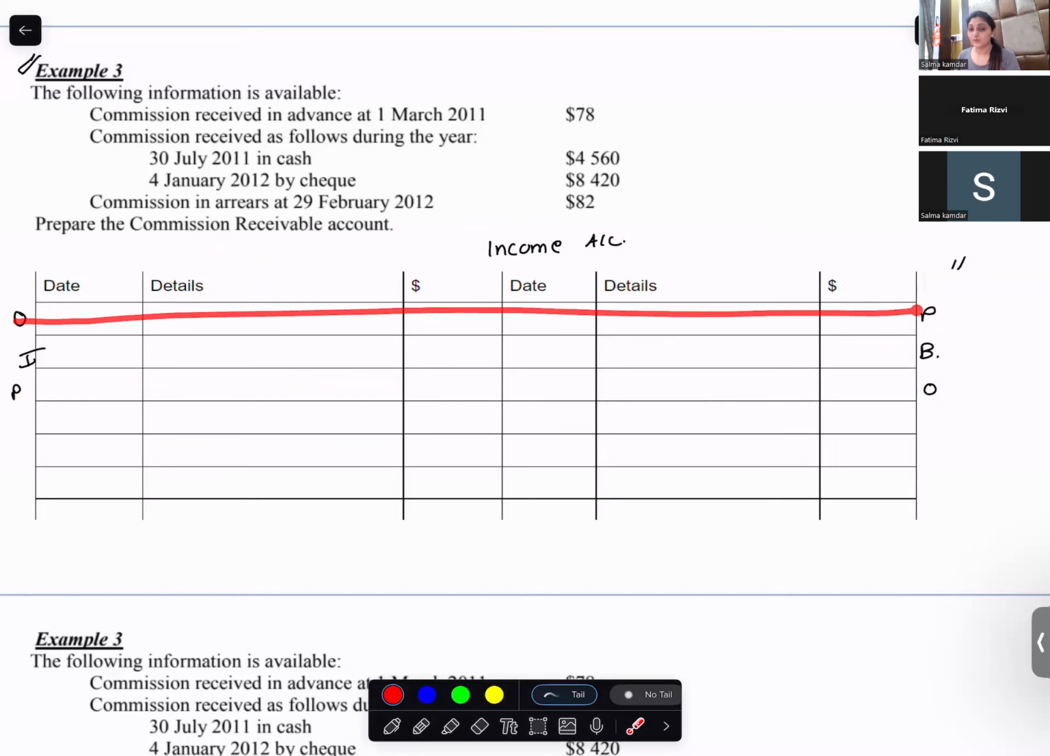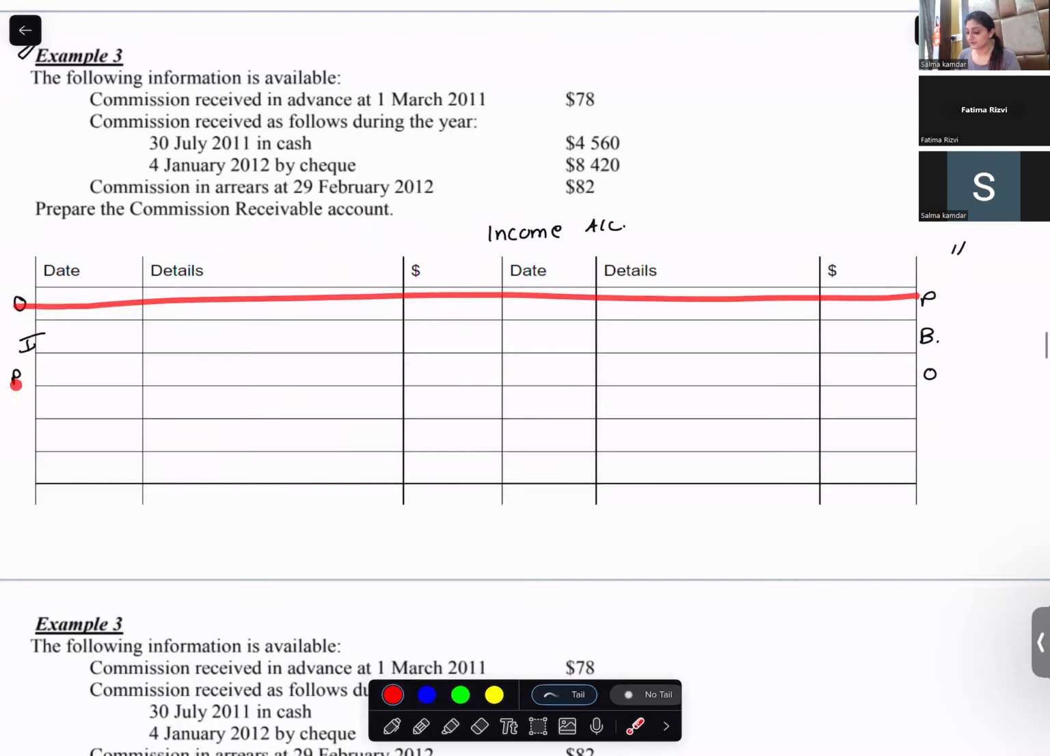First date, outstanding and prepaid on the first date. Outstanding and prepaid on the last date. Income and bank, income for the year. Money received, bank. Okay, fine.